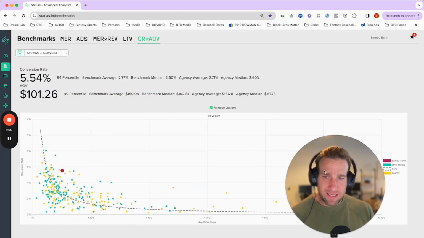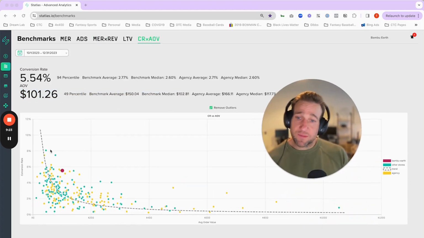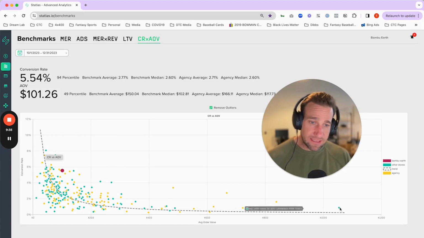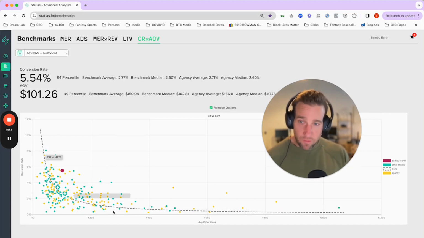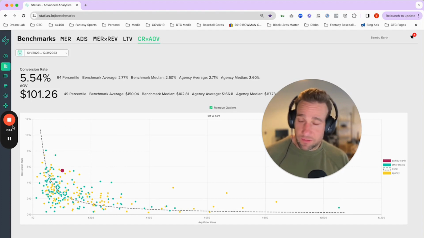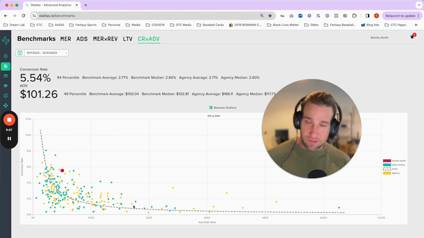Another one I like is conversion rate. So again, what this helps me to think about is a normalized line where if you think about the relationship between average order value and conversion rate, what it shows you is that there is an inverse relationship, right? Should be pretty obvious that as average order value increases, conversion rate decreases, right? And you can see it's sort of this parabolic line.